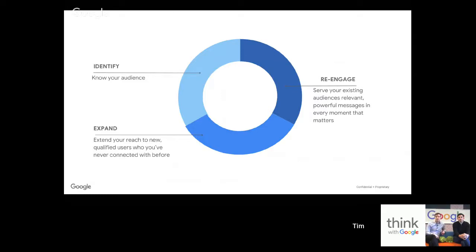So there's a lot to get through today, and hopefully by the end of it, we'll have a fully fledged audience strategy, with the three things you need to know to set up in the account.